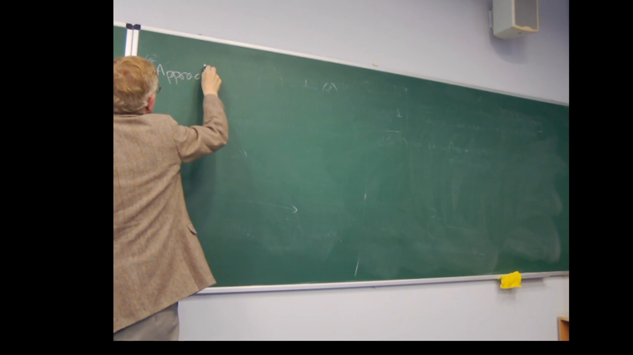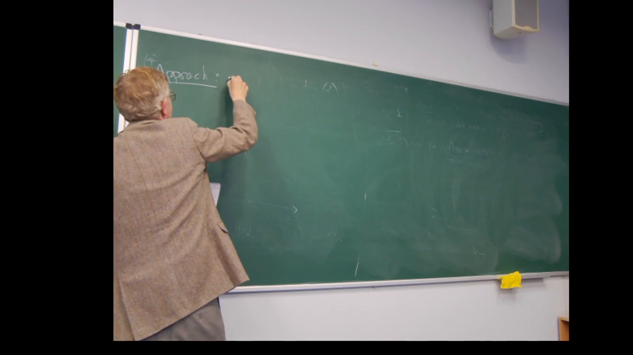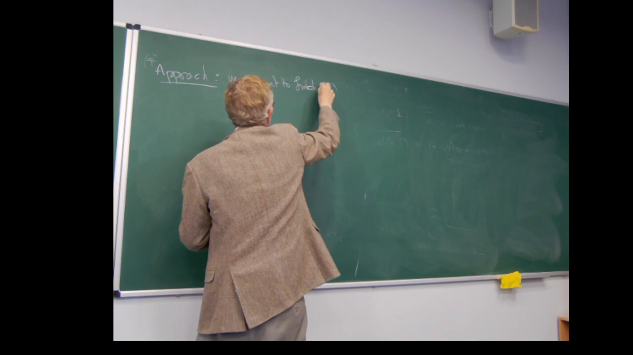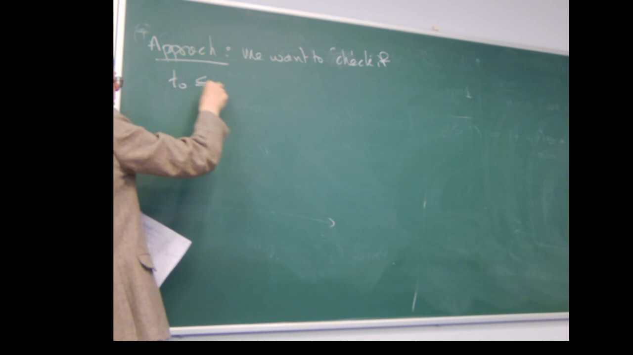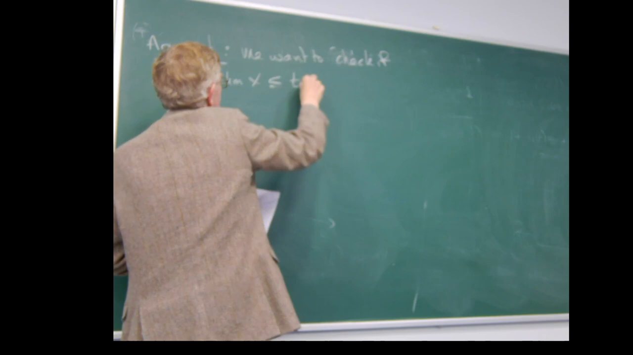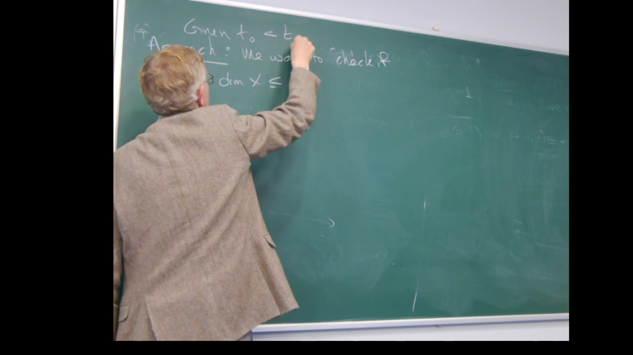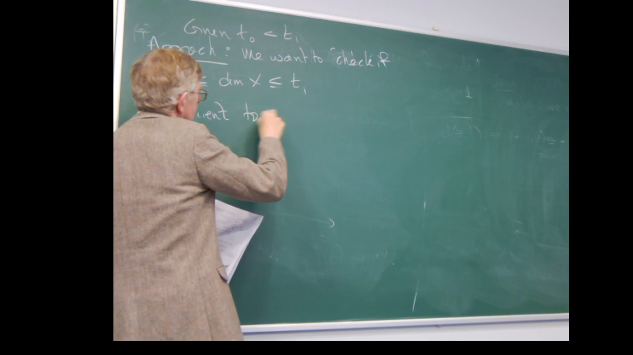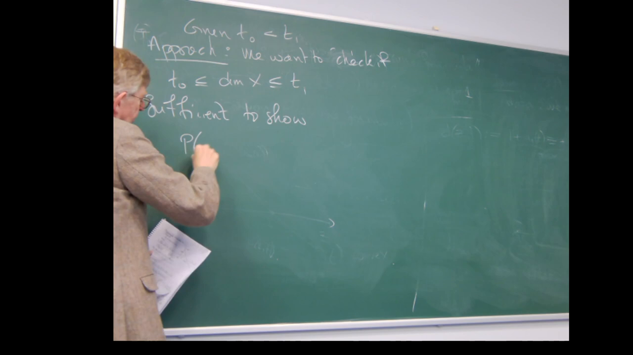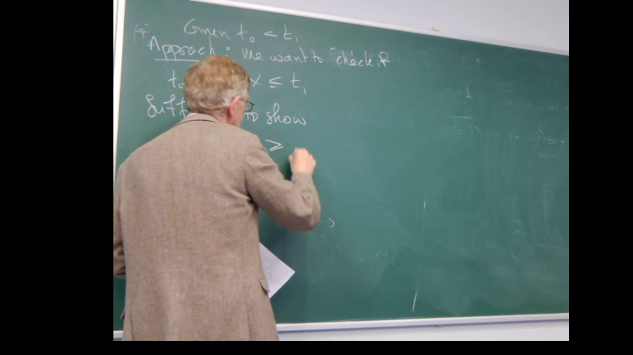And so the approach, hard to read. Well, it's kind of obvious in this sense. So we want to find, we want to know what this value of t is. So we want to check if we have that t0 is less than the dimension of x less than t1. So let's say given t0 less than t1, we want to check if this is true, and it's sufficient, therefore, to show, this will require me getting the signs the right way around, but the pressure of t0 is greater than or equal to 0 is greater than or equal to P of t1.